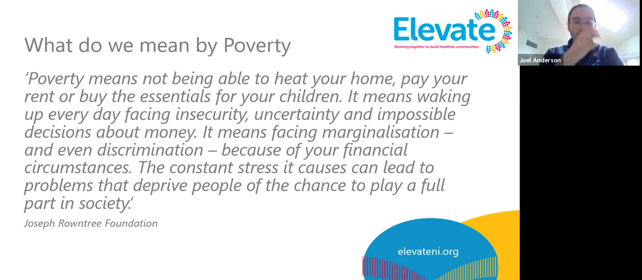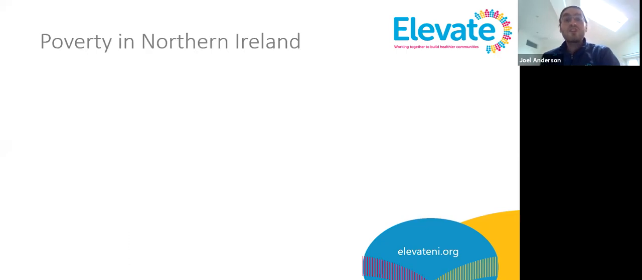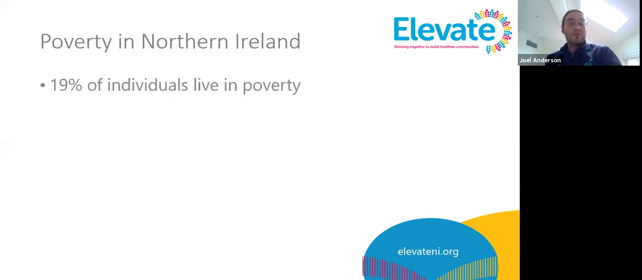So we will now look at what statistics in Northern Ireland say about poverty. 19% of individuals in Northern Ireland live in poverty. That equates to approximately 350,000 individuals in Northern Ireland.